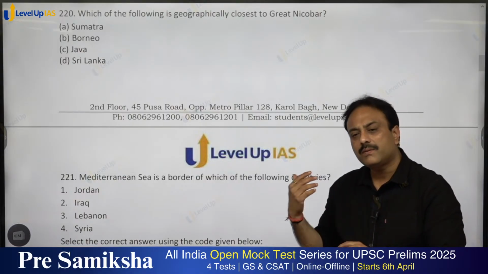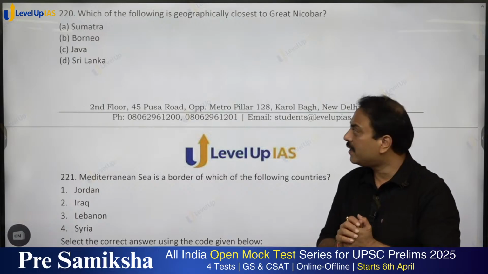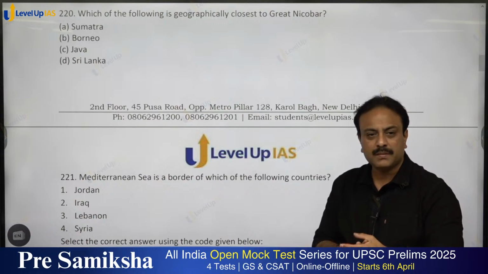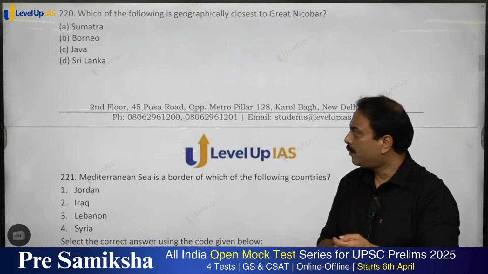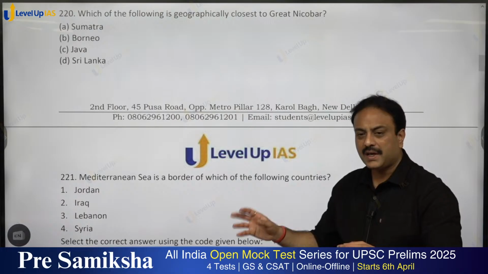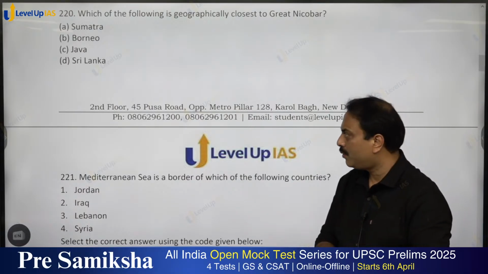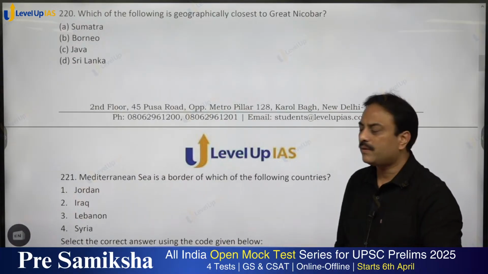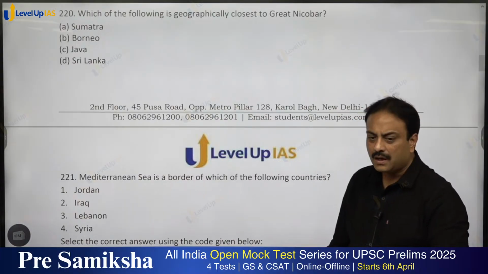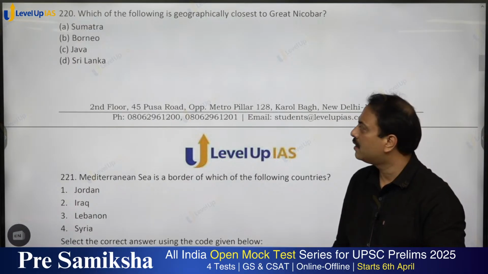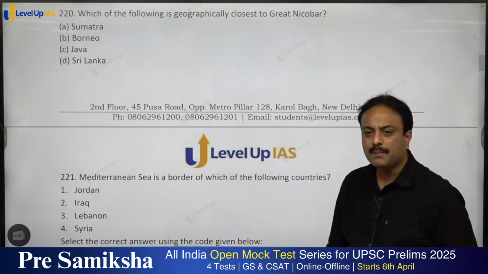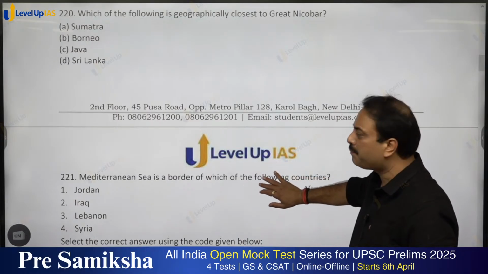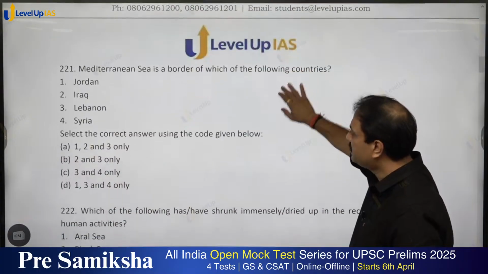Borneo is further on the eastern side. Borneo is having 3 countries over it. One is Indonesia, one is Malaysia, and Brunei. Brunei is only on Borneo, and Malaysia and Indonesia are having some territories on Borneo. Java is after Sumatra, separated by Sunda Strait from Sumatra, and Sri Lanka is south of India separated by Palk Strait, Palk Bay, right? So option A for apple, Sumatra will be the right answer.